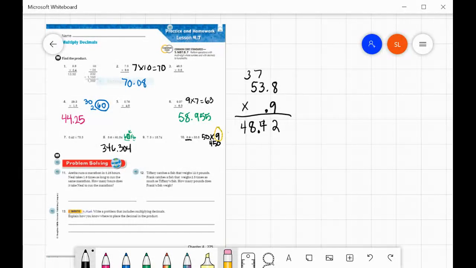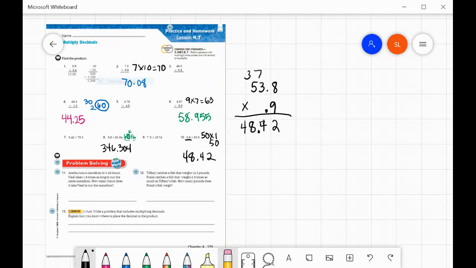Well, that's because this was 0.9, not 9. All right, and 0.9 is close to 1. And so that would change my reasonable answer to about 50. And when I look at this, 48.42 is definitely about 50.